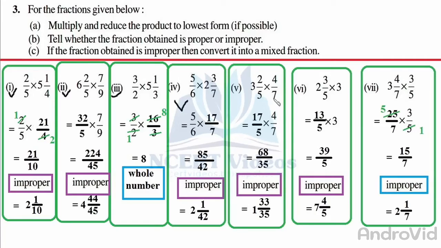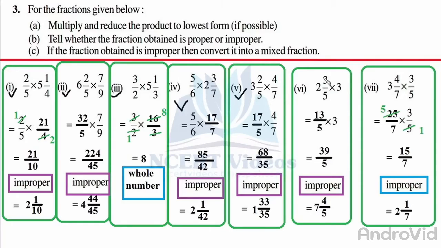Now fifth, 5 3s are 15 plus 2 is 17 over 5, 4 by 7 as it is. Now multiplication, 17 4s are 68, 7 4s are 28, 2, 4 plus 2 is 6. 7 5s are 35, again improper because numerator is greater than denominator. 35 ones are 35, remainder is 33. So this makes your mixed fraction.